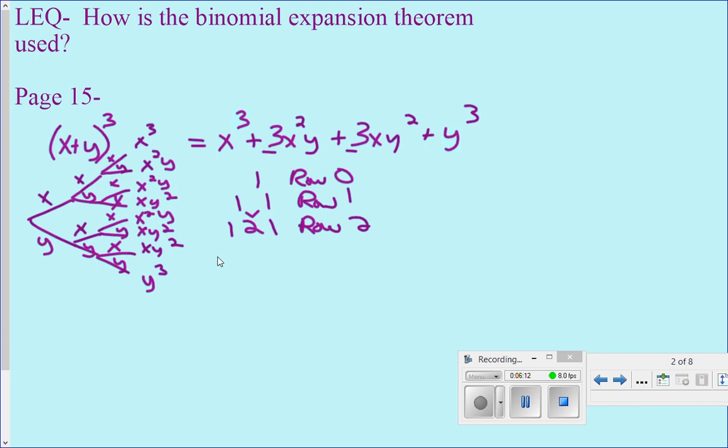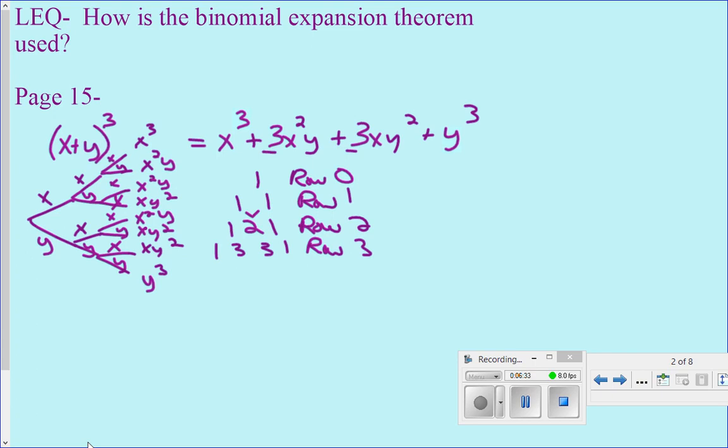So 1 and 1 make 2, 1 on each end. So 1 plus 2 is 3, 2 plus 1 is 3, end with a 1. And that's row 3. And I could continue to do that forever if I wanted to. So how do I get those numbers 1, 3, 3, and 1? Well, I use row 3 because I'm expanding to the third. So that's how we did it a couple months ago in class.